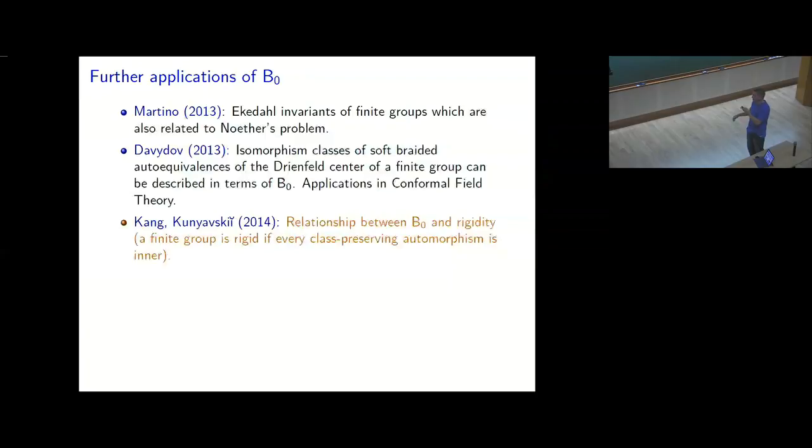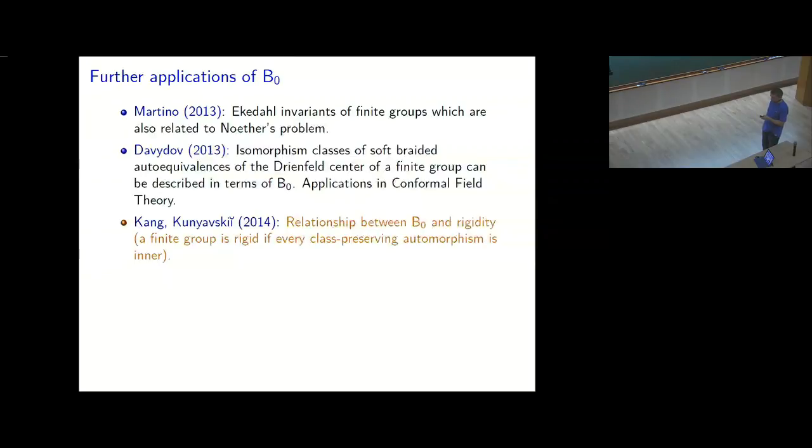Then something which is more familiar to group theorists: Kang and Kuniowski in 2014 found some relationship between B0 and something which is called rigidity. So a finite group is a rigidity if every class-preserving automorphism, so every automorphism which preserves conjugacy classes, has to be even. Okay.